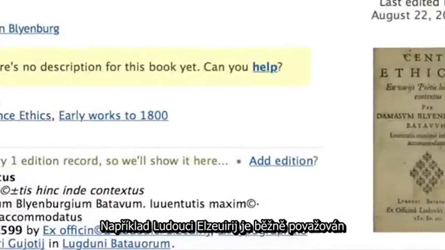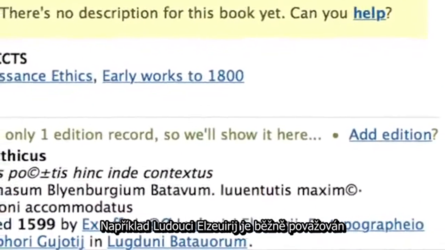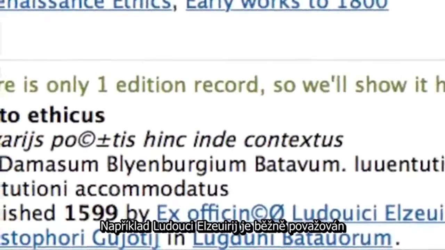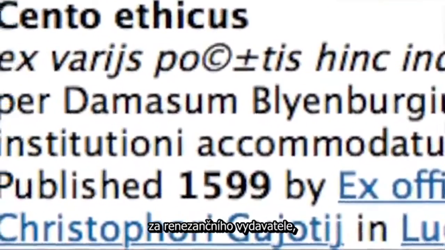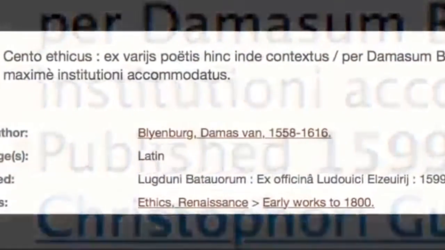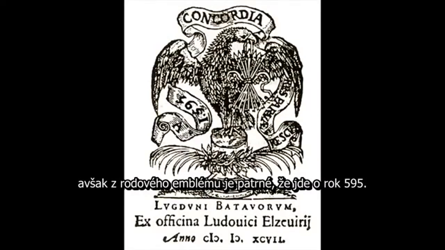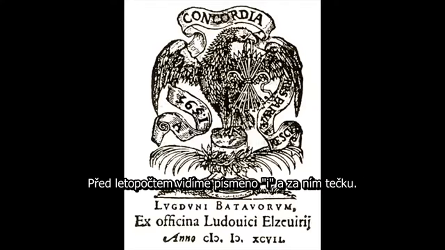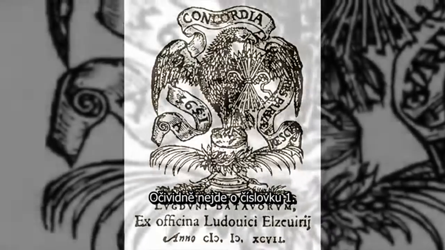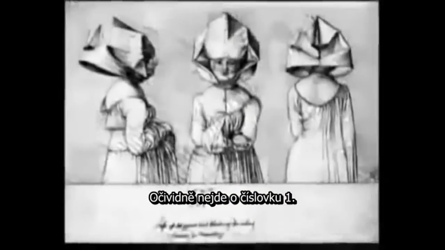For example, Ludovici Elsevier is considered by the mainstream historians to be a Renaissance publisher. However, as we can see on their own emblem, the year is 595. Before this year, we see the letter I and a dot after it. This is obviously not the number 1.